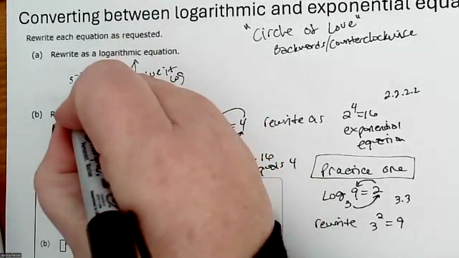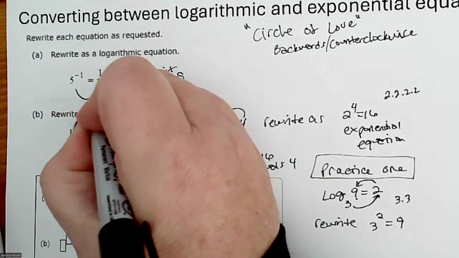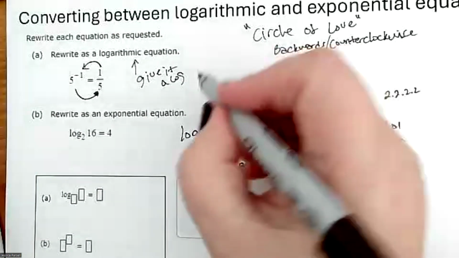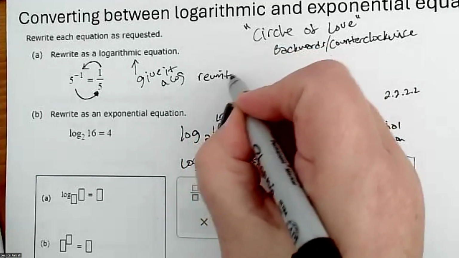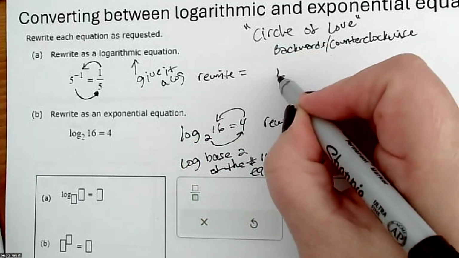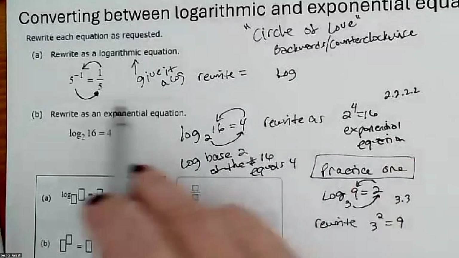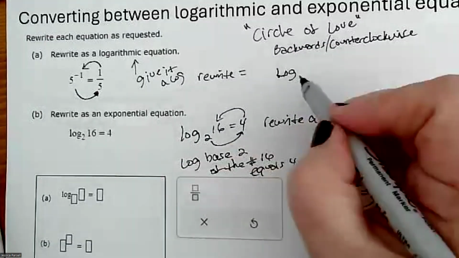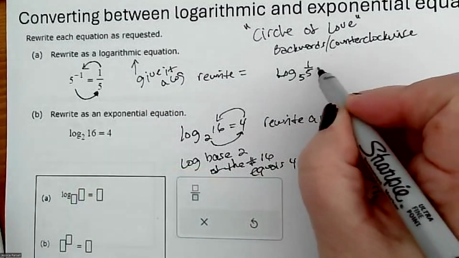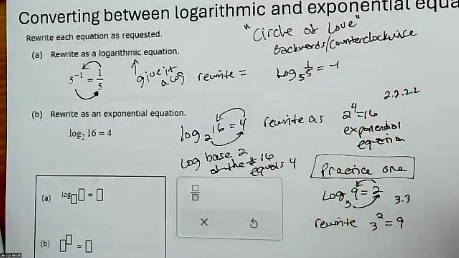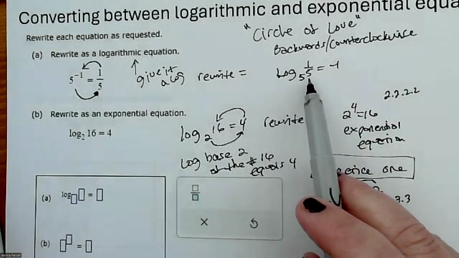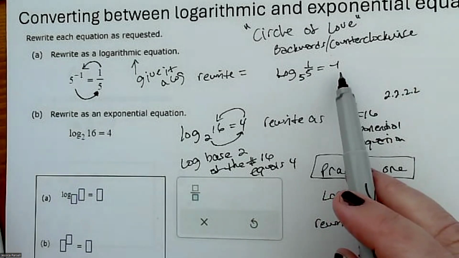And you're still going to use this circle. So I'm going to point just like this with my arrow, the backwards circle. All right, here's how you're going to do that. You're going to rewrite this as, you got to write the word log, and we're going to start here with base 5 of the number 1/5 equals -1. So log base 5 of the number 1/5 equals -1.